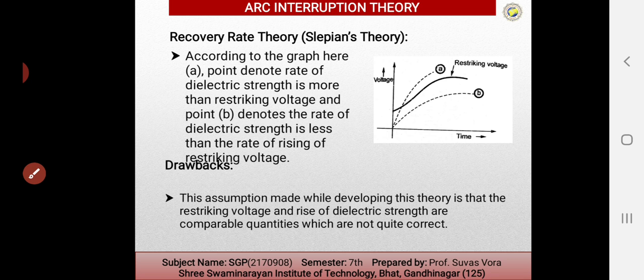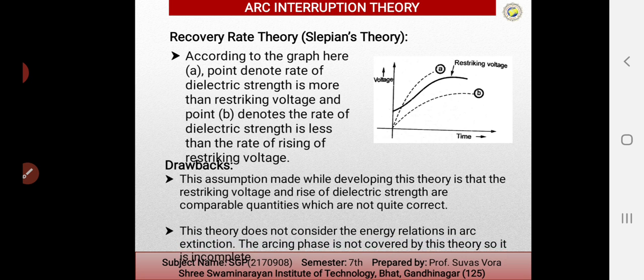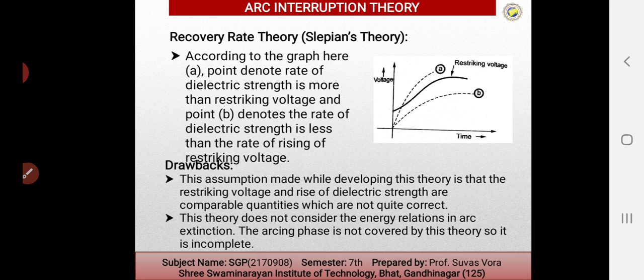So what is the drawback? The assumptions made while developing this theory are that the restriking voltage and the rise of dielectric strength are compared quantities, which is not quite correct. And the next drawback is that this theory does not consider the energy relations in the arc existence. The arcing phase is not covered by this theory.